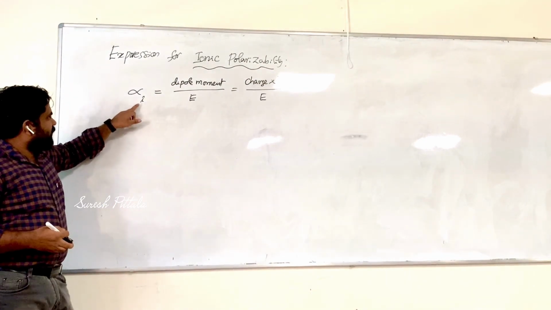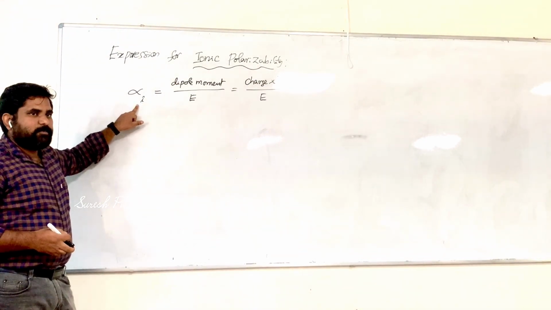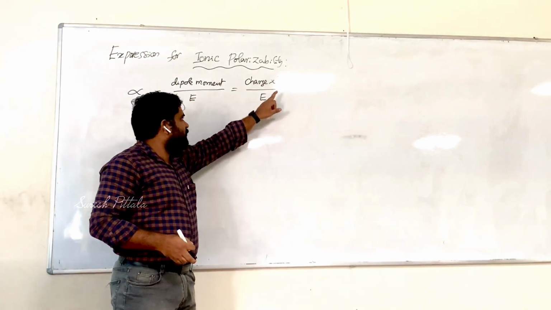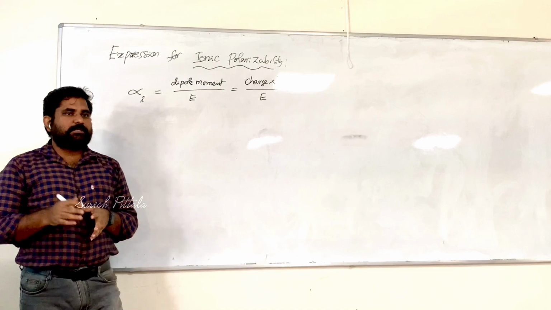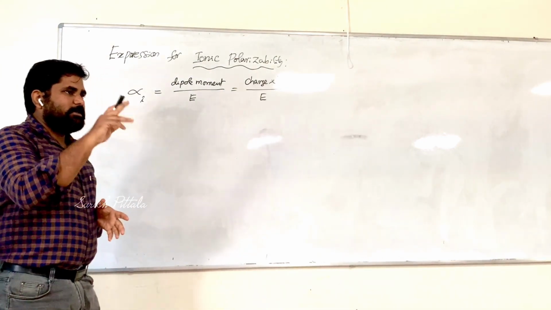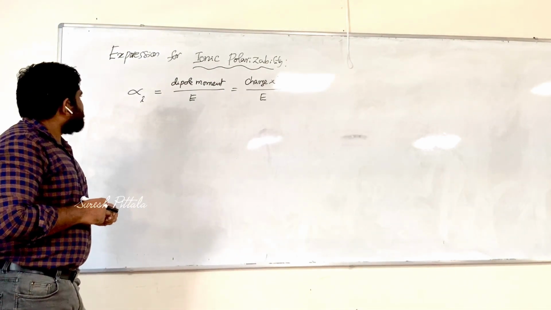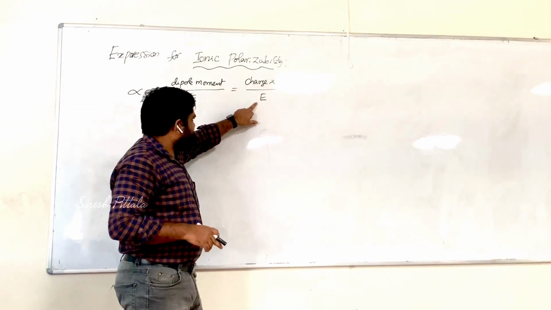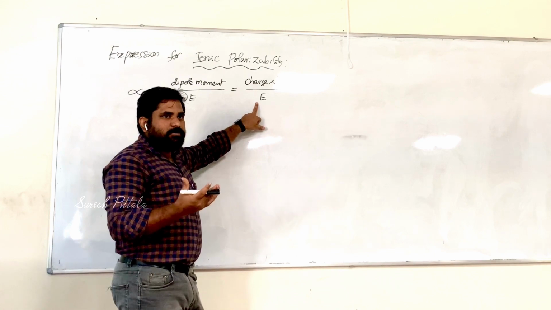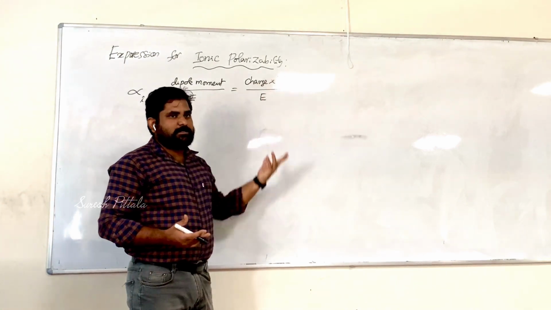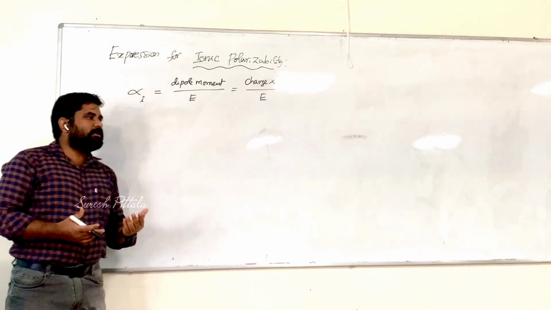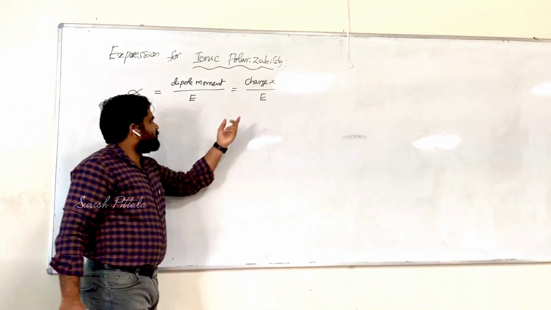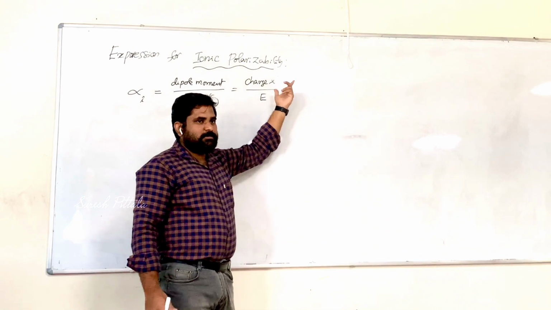So in order to find ionic polarizability, you need to know the charge, the electric field, and also the distance it moves. So we will start with that. Let us take some charge, then you apply an electric field. All you need to derive is x, because the charge we are taking and E we are applying, we know both of them. You need to know the distance it moves.